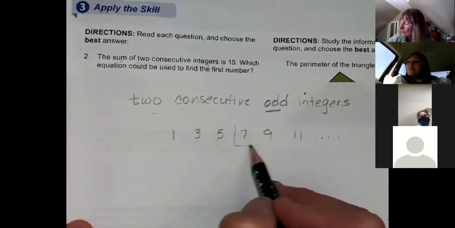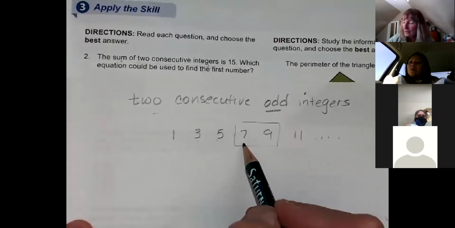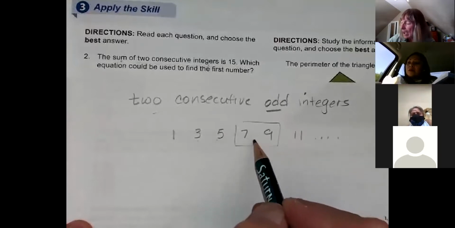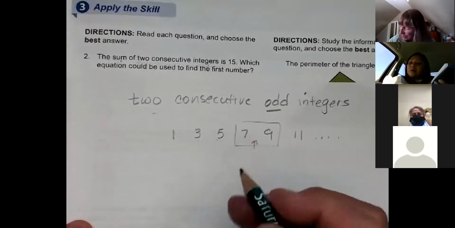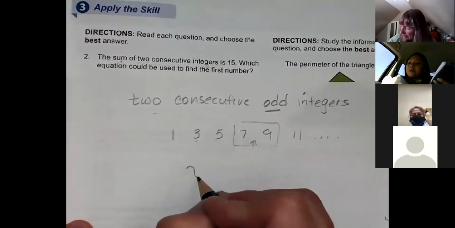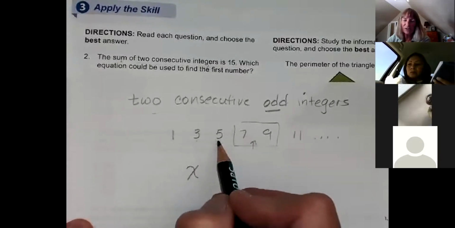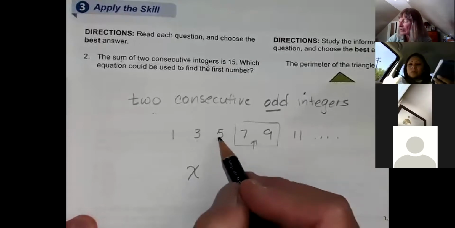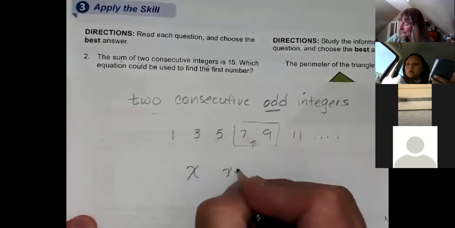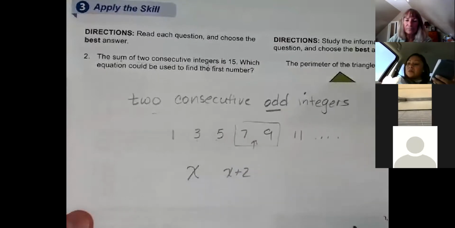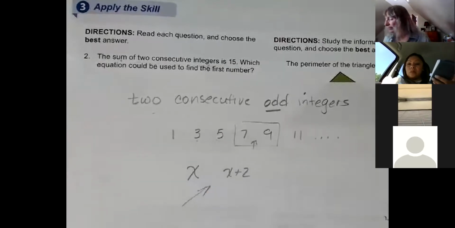So now when we have consecutive odd integers, there's going to be a gap in there. If the first integer is x, to get to the next consecutive odd integer, you're going to have to add 2 to x. Okay, let's try another word problem.